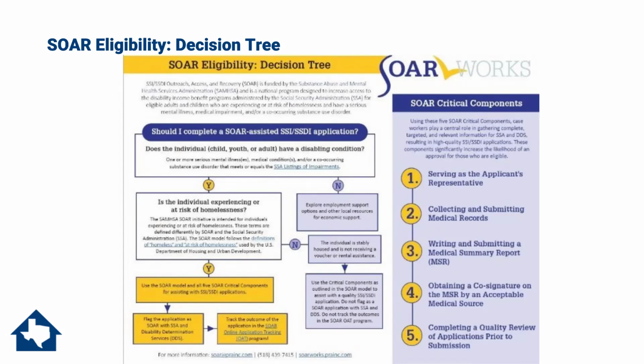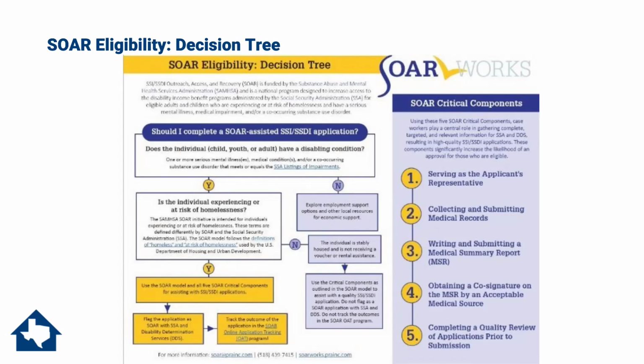Some of the basic questions that are asked: should I complete a SOAR-assisted SSI, SSDI application? The first question is, does the individual, which could be a child, a youth, or an adult, have a disabling condition? Examples of this are shown here. Sorry about the picture quality. I can send the actual decision-making tree to individuals if they want it. They should send me an email. It's asking for one or more serious mental illnesses, medical conditions, and/or co-occurring substance use disorder that meets the SSA listing of impairments.